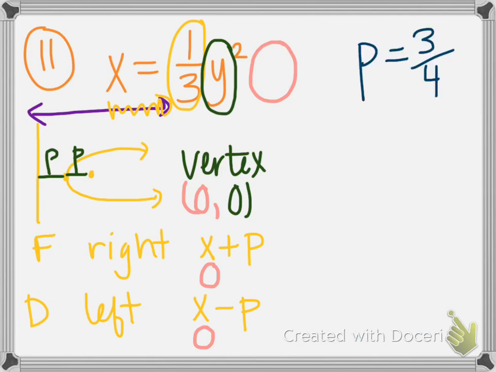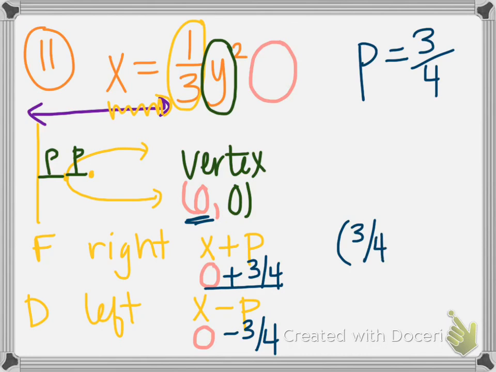So now all I have to do is add 3/4 to x or subtract 3/4 from x. And since we're talking about adding and subtracting to the x value and the focus is a point, my x value is going to change from 0 to 0 plus 3/4. But my y value is not going to change because I didn't move up or down. I only moved to the right.